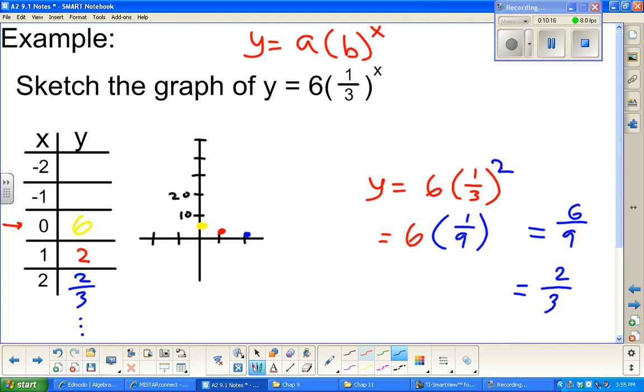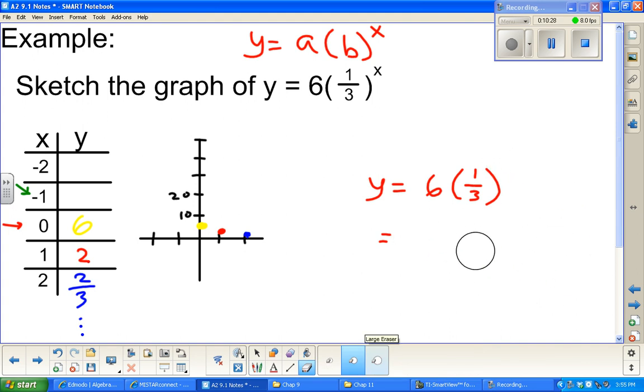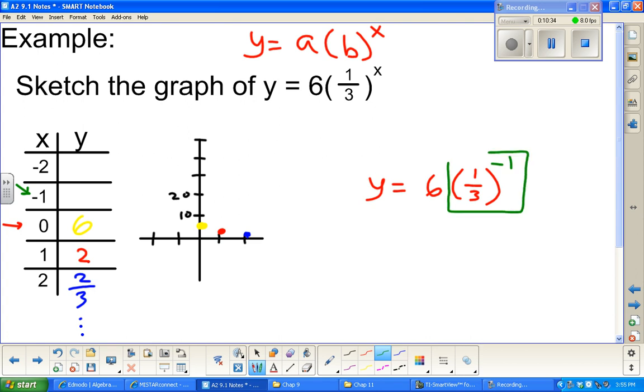Let's see what happens as we go to the left. What if we did -1 in there? Let's fill in our table for -1. 6 times 1/3 to the -1 power. So again, doing your exponents first. When the exponent's negative, remember it means you can take the reciprocal and make the exponent positive. Negative exponent always means reciprocal. So 6 times 3 over 1 to the first, that's 6 times 3, that's 18. So when we're at -1, the y value is up at 18.